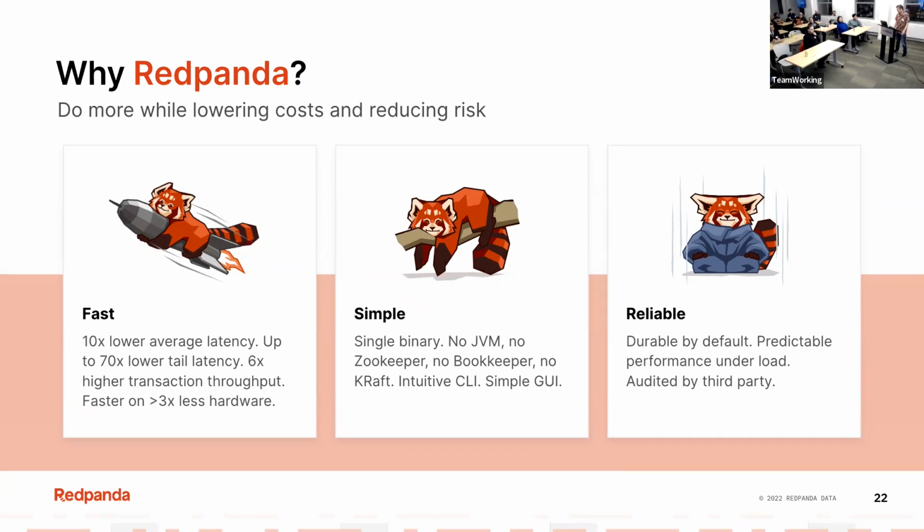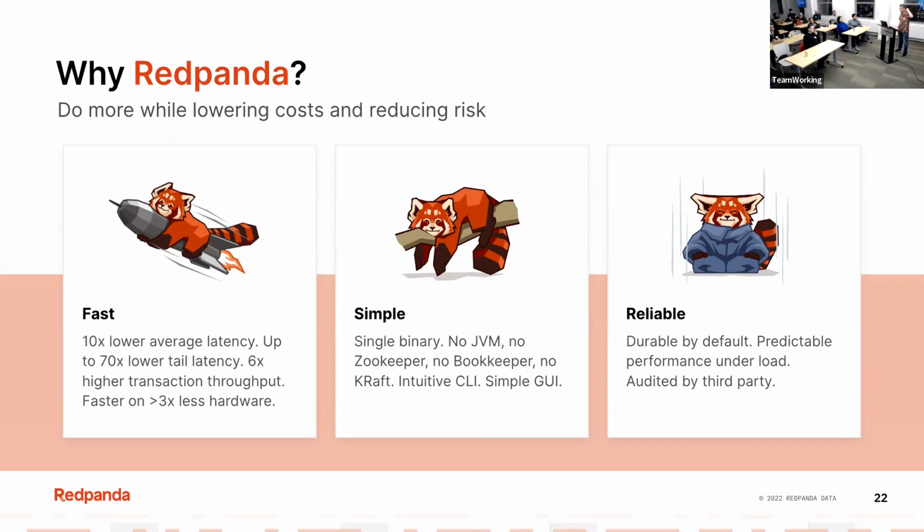And then it's super reliable. We are durable by default. We designed this to be basically a database, a write-ahead log. The instant you produce something and you get an acknowledgement back from the broker, you know that thing is durable on disk. It's not sitting in a page cache, it's on disk. So if you lose power, it's still on disk. Again, really predictable performance under load.